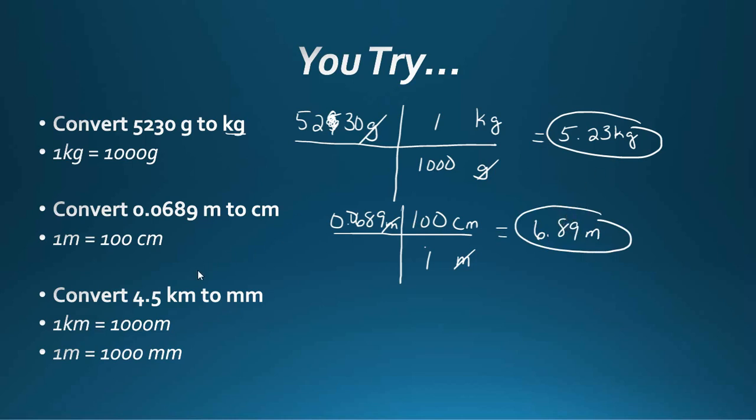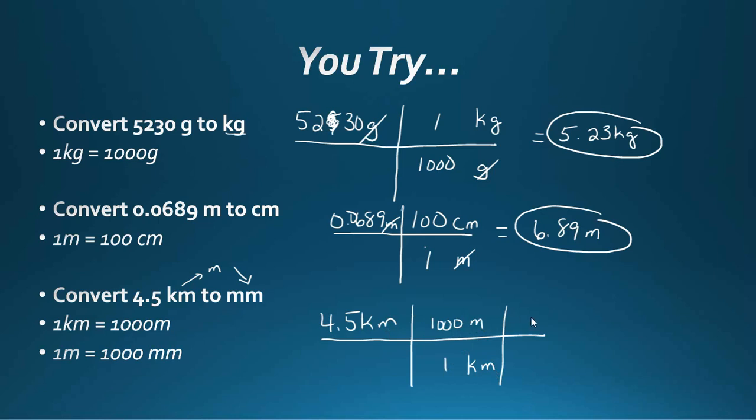Okay. Last one is a two-step conversion. You're converting 4.5 kilometers to millimeters. So again, we start with our initial quantity, 4.5 kilometers. This is going to be a two-step conversion because we have to go from kilometers to meters and then meters to millimeters. So 4.5 kilometers, set up our goalposts. We want to get rid of kilometers, so it goes down here. We know there is 1,000 meters in 1 kilometer.